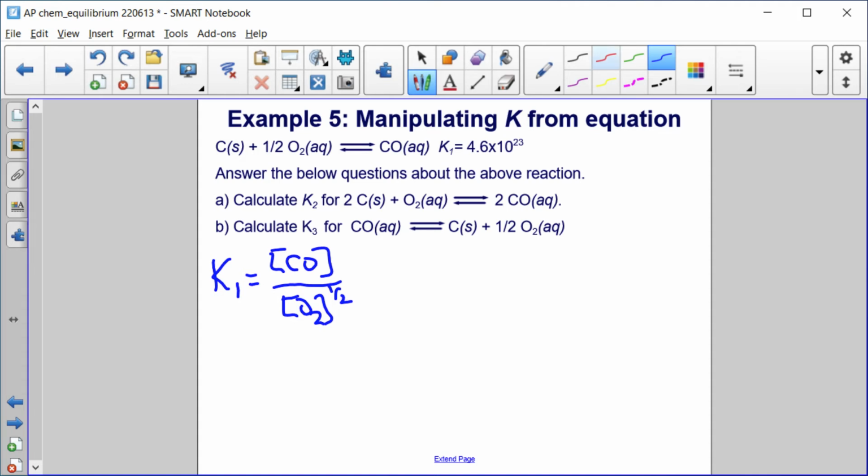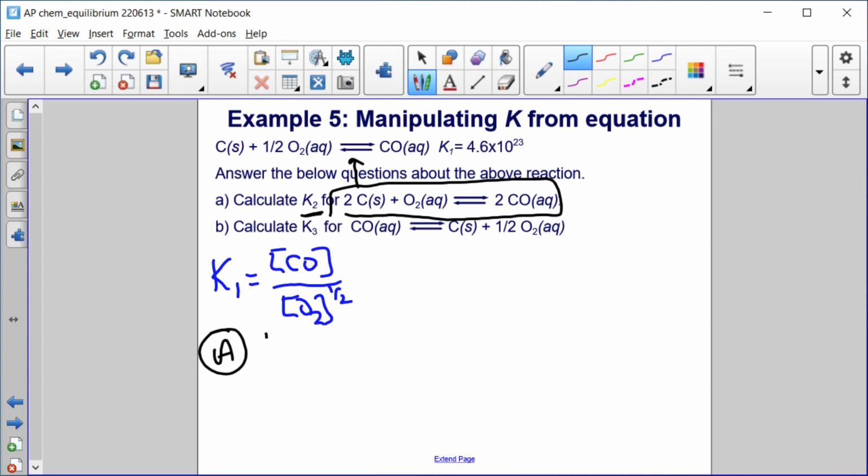So in part A, we are asked to calculate K2 for this reaction. Now compare this reaction to the first one. Do you see how it's just doubled? We double it to have 2C solid, 1 oxygen, and 2 CO2.